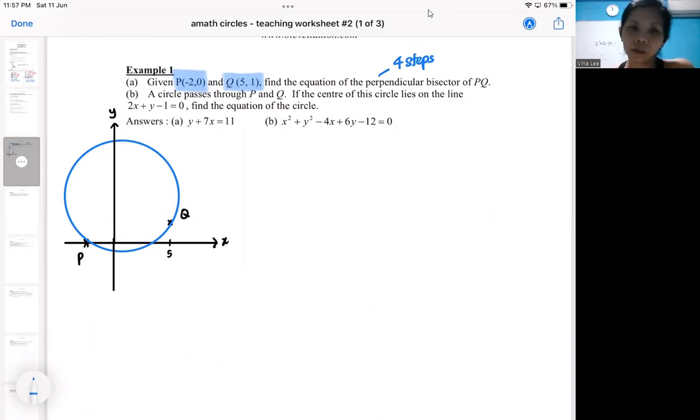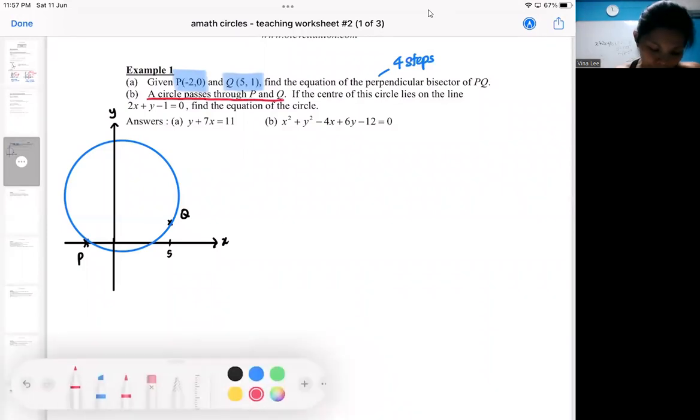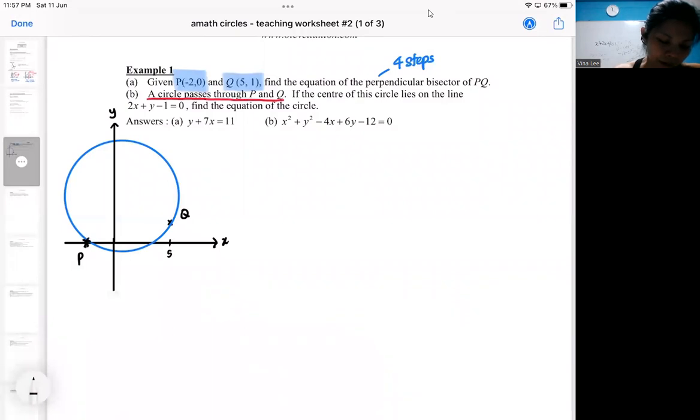The second part is the application. Right now, P and Q are on a circle. So a circle passes through P and Q. That is a phrase that some students cannot understand. They cannot understand what it means by a circle passes through P and Q. A circle passing through P and Q is just as good as saying that the 2 coordinates are on the circumference. And because the 2 coordinates are on the circumference, that means essentially they form a chord. That is the implication of that statement, which some students cannot understand.